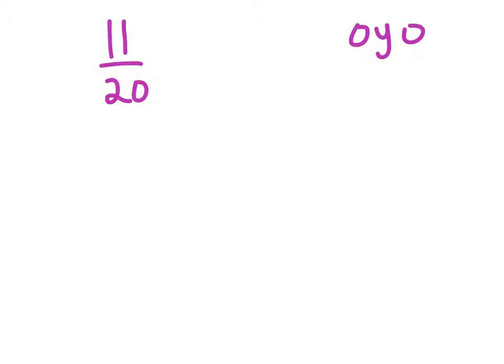I'd like you to pause the video here and see if you like way number 2. Alright, let's see how you guys did. First thing that you should have done is you should have multiplied by 5. And the reason why you multiply by 5 is 20 times 5 gives you 100. And 11 times 5 gives you 55.